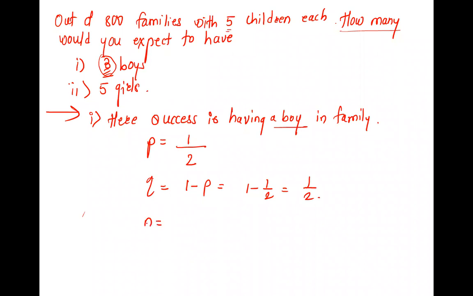What is N? Out of such 800 families with 5 children each. So what is N? 5. Now we are talking about children, so there are 5 in each family. So N is 5. Now the condition on R for the first question: exactly equal to 3, probability of having 3 boys. So R is 3. So we are writing here the formula nCr P raised to R Q raised to N minus R.